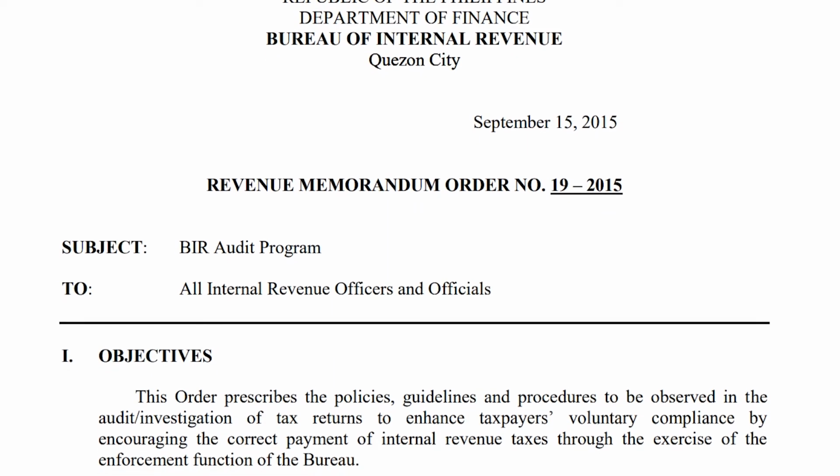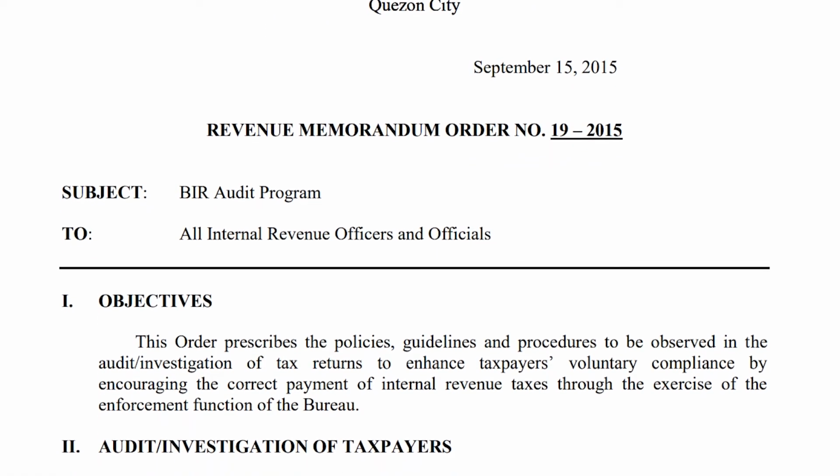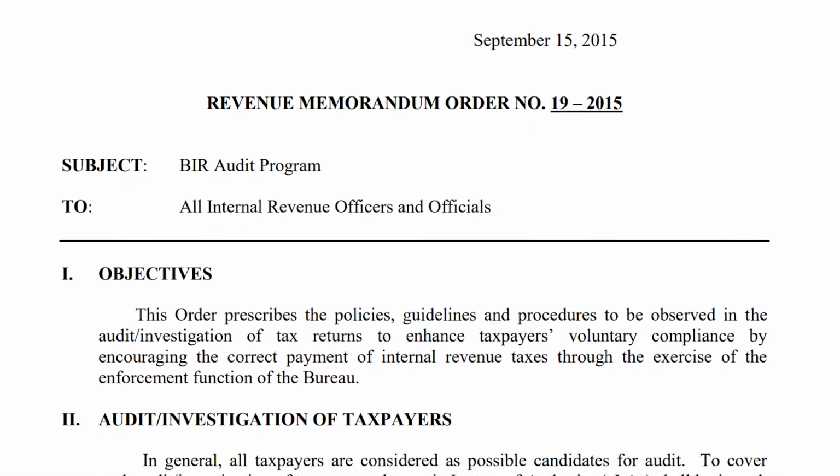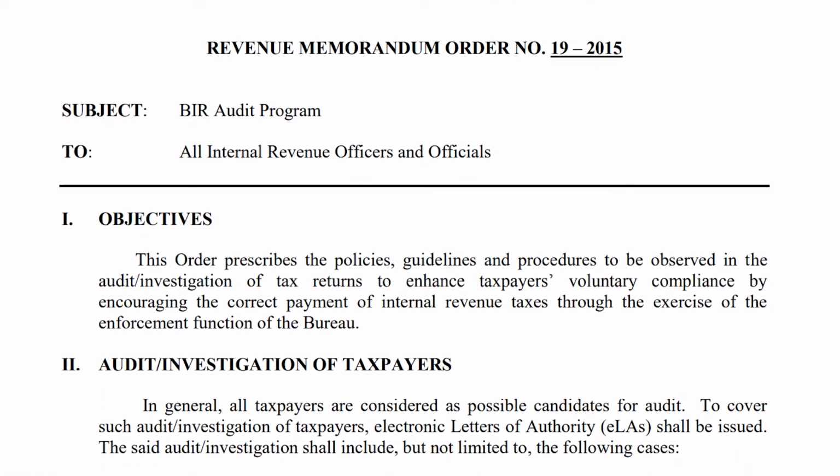This particular program enhances taxpayers' voluntary compliance by encouraging the correct payment of internal revenue taxes through the exercise of the enforcement function. Now, in general, all taxpayers are possible candidates for tax audit. This is thoroughly discussed in Revenue Memorandum Order 19-2015.